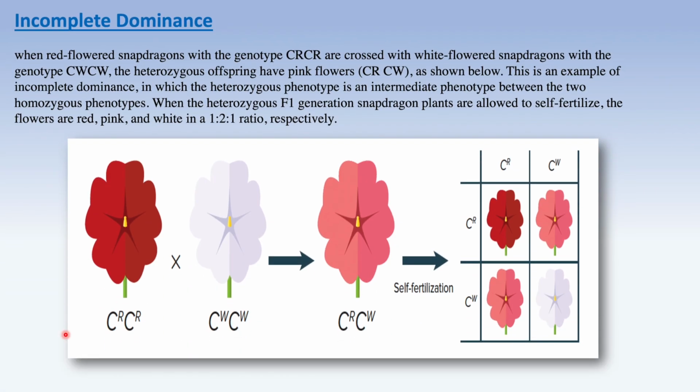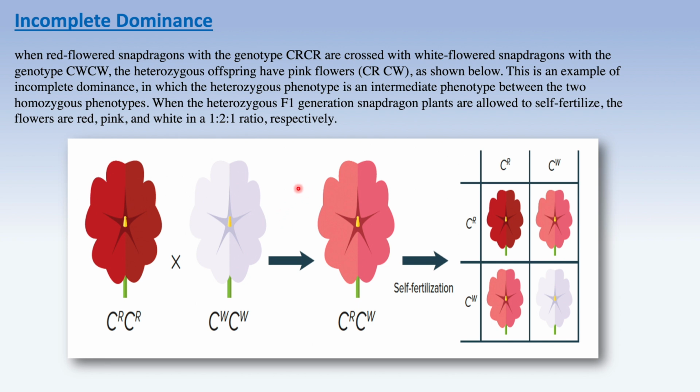Now, the first one is incomplete dominance. Directly, we will look at the example. This flower is called the snapdragon flower. Snapdragon flowers have two dominant alleles. One represents the red color, the other represents the white color. Usually, we have only one dominant allele to overcome and hide the other one. But both these alleles are strong. But are they strong enough to be expressed?